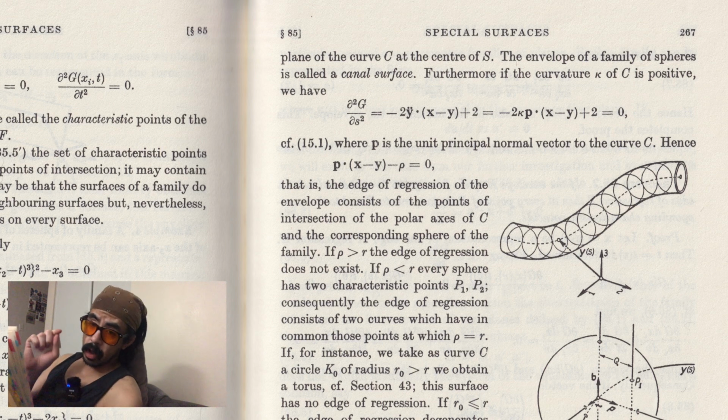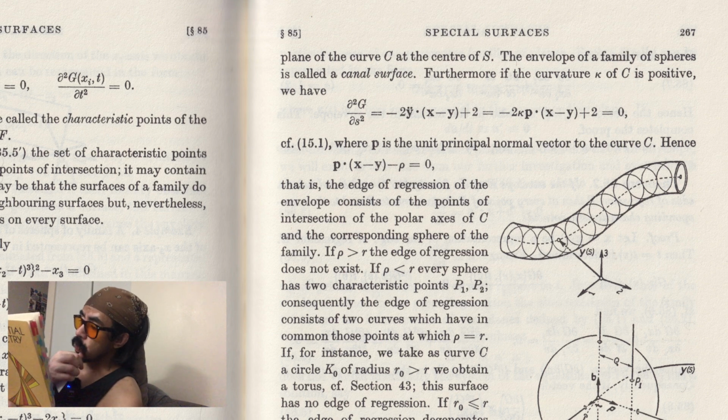But before we get to that problem, we're going to have two theorems, but I don't want to get too ahead of myself now. Furthermore, if the curvature κ of C is positive, we have that ∂²g/∂s² = −2 y″·(x − y) + 2 = −2κ p·(x − y) + 2 = 0.